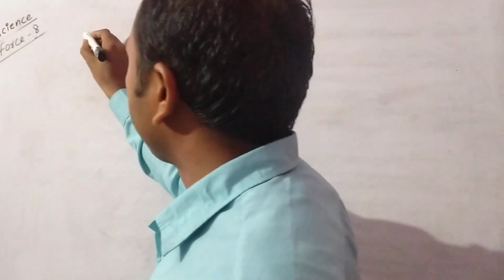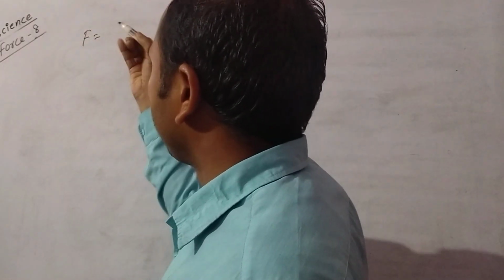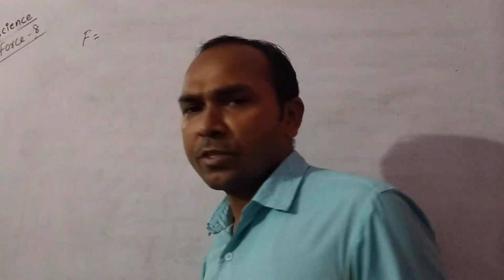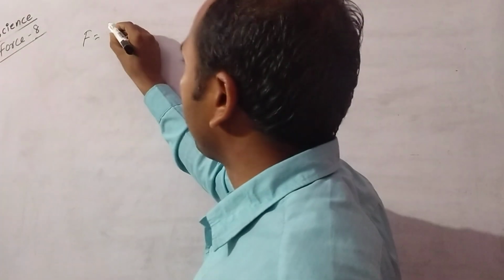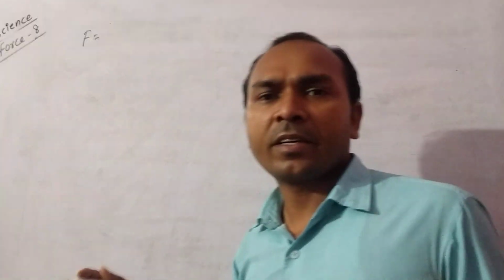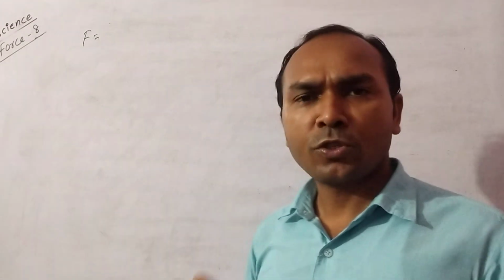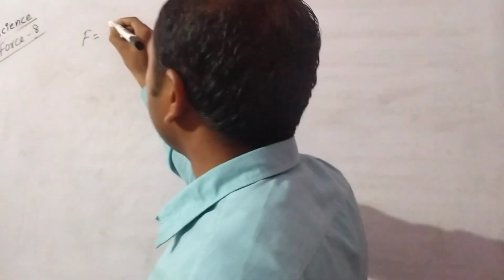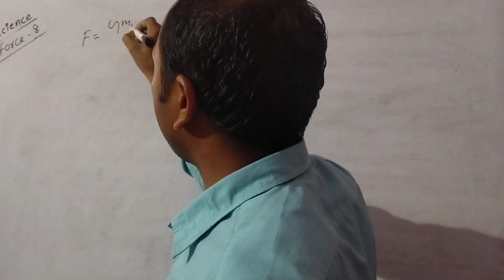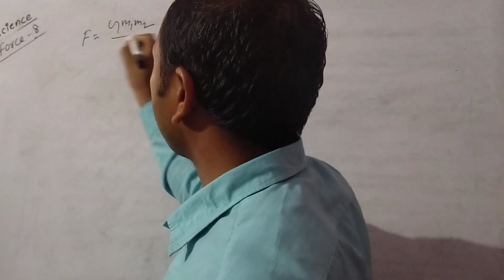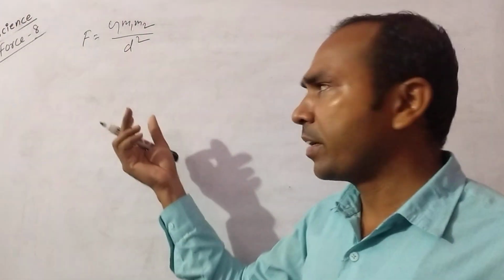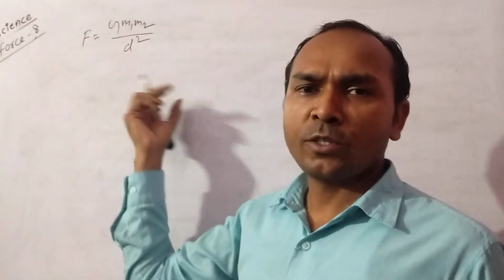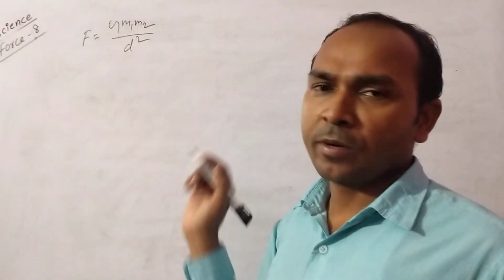First, gravitational force. If m1 and m2 are two masses separated by distance d from each other, then the gravitational force acting between those two bodies is G m1 m2 by d square. When we have to calculate the gravitational force between two bodies, we apply this formula.